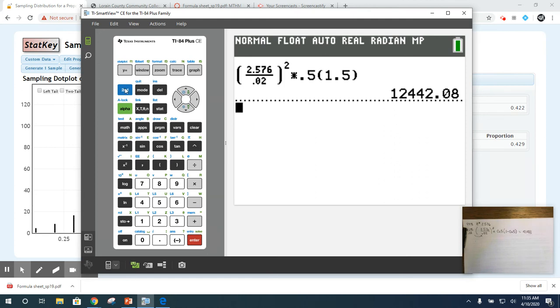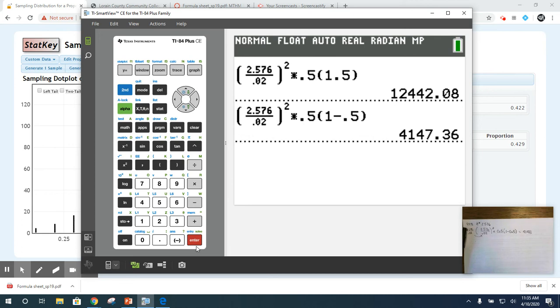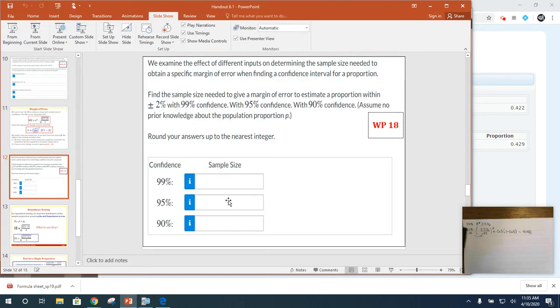So I'm going to go second entry so I can get the whole thing back. So it's 1 minus 0.5. That's what's nice about my calculator in the second entry. And boom, I get 4,147 rounded up. It said round up to the nearest integer, so I rounded it up to the nearest integer into the problem. Okay, so this first one right here would definitely be 4148.